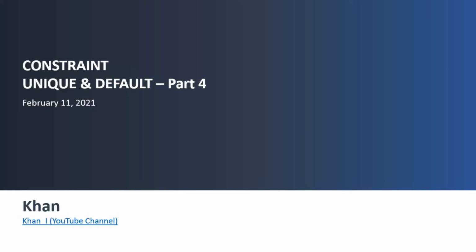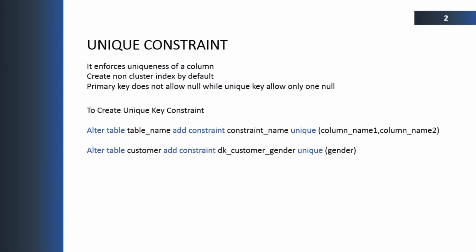In this part 4, I will be talking about constraints, mostly focusing on unique and default constraints. So let us start. Unique constraint. It enforces uniqueness of a column. When we create a unique constraint, it also creates a non-clustered index by default. We will talk about non-clustered index and clustered index in the upcoming parts.